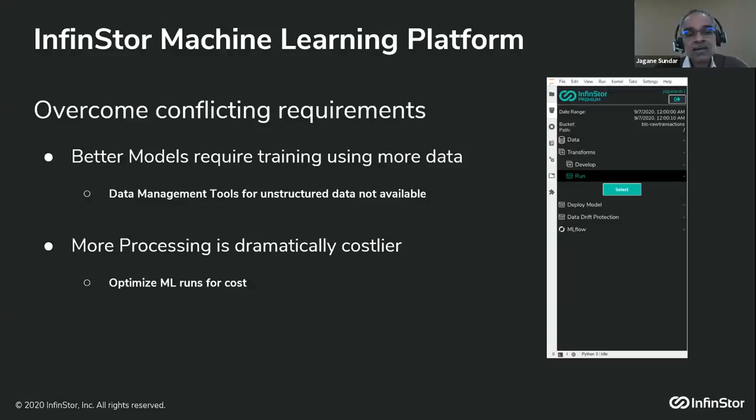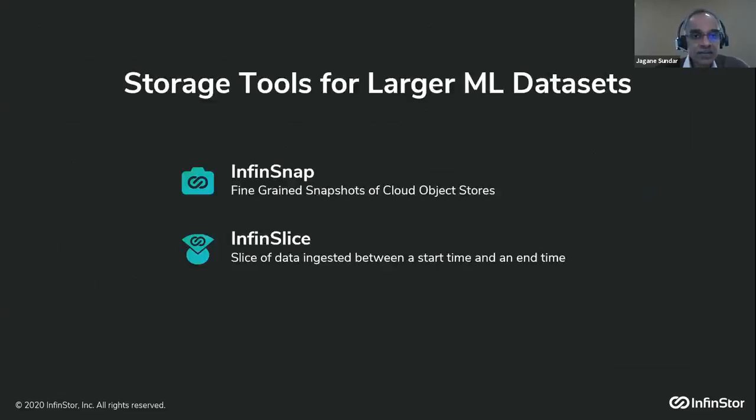Now, the other conflicting factor is that more processing can become dramatically costlier pretty fast. Unless you keep an eye out on the cost of your processing, you can easily run into 10 times or even 100 times what you had budgeted for in your machine learning activity. The InfantStore machine learning platform has been designed from scratch to solve these problems. We will help you prepare better quality models in a cheaper, lowest cost fashion.